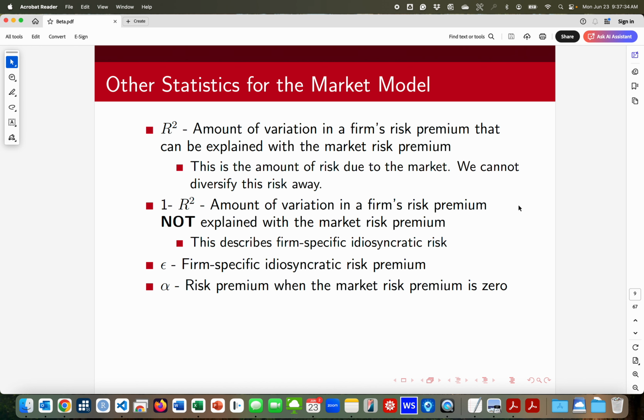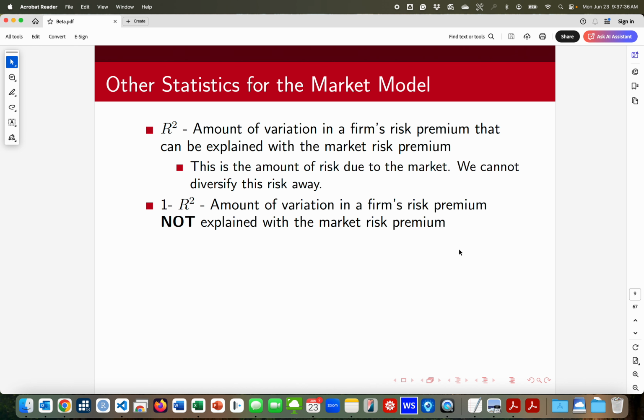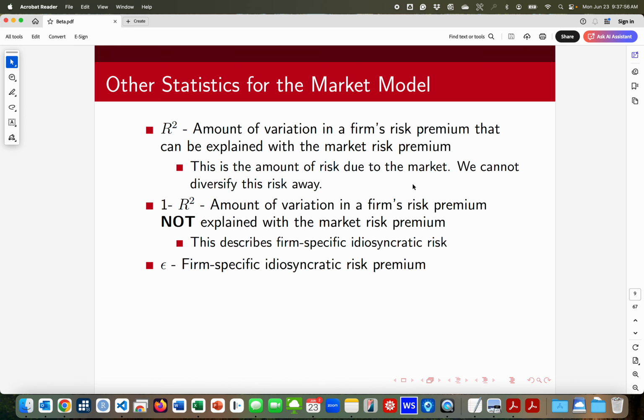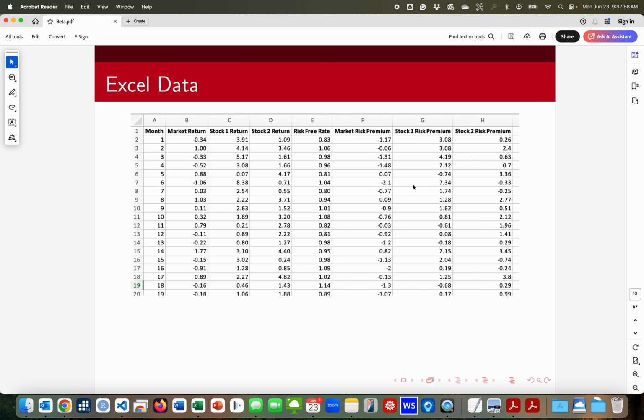Again, alpha is the risk premium when the market risk premium is 0. So again, that's the definition of the intercept. So if we let the market risk premium equal 0, we're left with just alpha. Again, we assume on average that epsilon would be 0. So when the market risk premium is 0, alpha is what's left. So that would be the firm's risk premium when the market risk premium is 0. And then theory says that that should be 0.